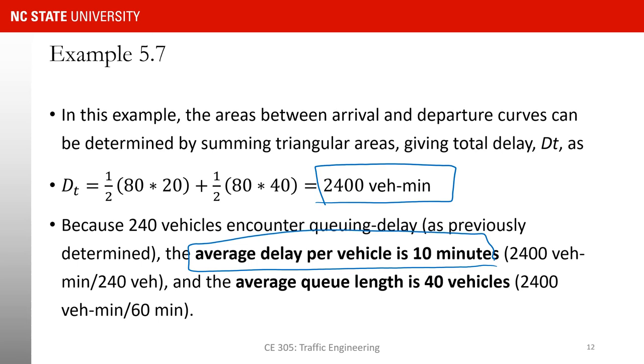Average queue length, if you want to find it, is 240 vehicles per minute, and if you divide it by 60 minutes, that is going to give you 40 vehicles on average that are in the system.